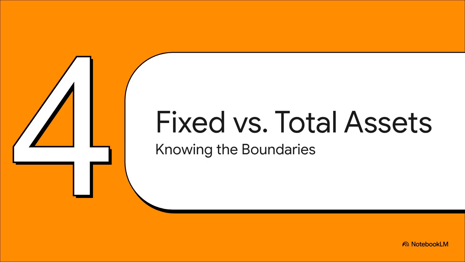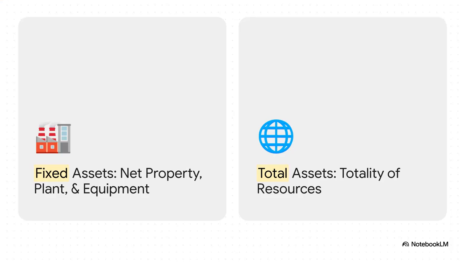All right, Section 4, fixed versus total assets. We really need to draw some strict boundaries around what goes into these different efficiency metrics, because the CMA exam loves, and I mean loves, to test your precision here. The crucial distinction is this. Fixed assets turnover strictly limits that denominator to your investment in net property, plant, and equipment. It's only measuring how effectively you use physical long-term assets. Total assets turnover, though, that includes absolutely everything. It's the totality of the firm's resources, current assets, fixed assets, intangibles, the whole shebang on the balance sheet.